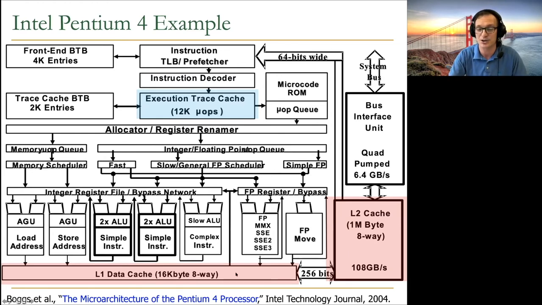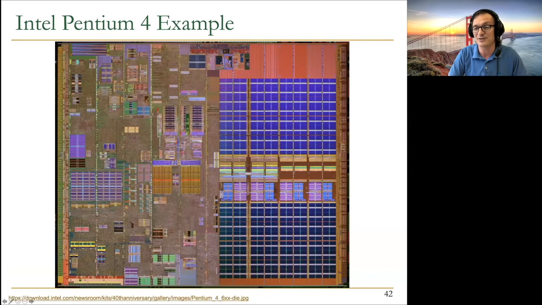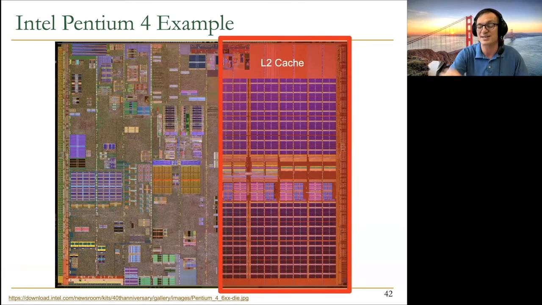This is the Prescott version, 90 nanometer version. And you can see that L1 data cache is 16 kilobytes, L2 cache is 1 megabyte. And ignore the 8-way. We're going to talk about this associativity. There's an instruction cache called the trace cache, which we're also going to ignore. But Intel Pentium 4 is real, and it has a huge L2 cache. I think this is the 2 megabyte version.